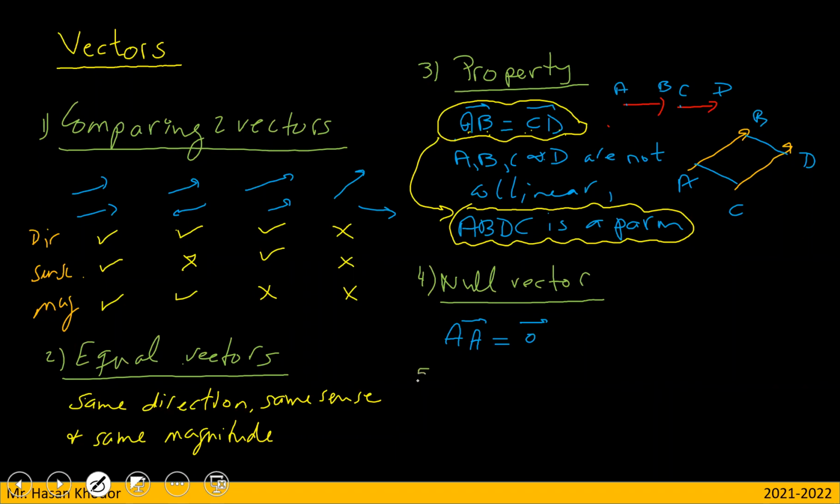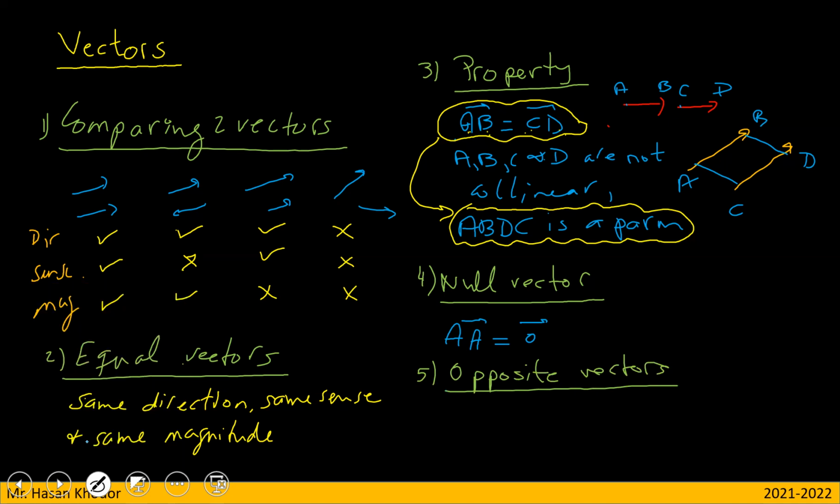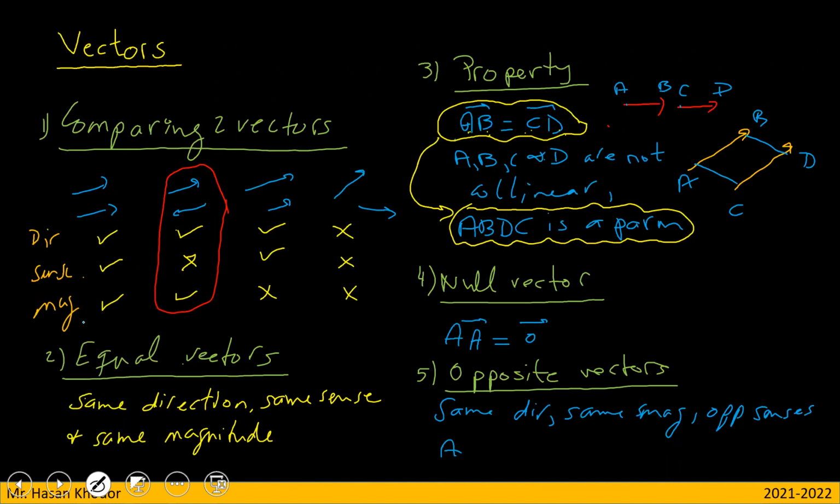So this is the meaning of a null vector. What's the meaning now of opposite vectors? Opposite vectors are vectors that have the same direction, but opposite sense and same magnitude. It's like this case. So we have here same direction, same magnitude, but opposite senses, okay? Then if the first vector is called AB, the second vector will be BA. So the first vector is AB, the second vector will be BA.